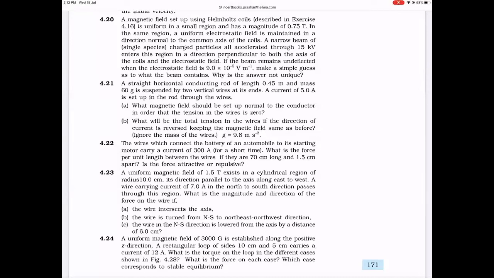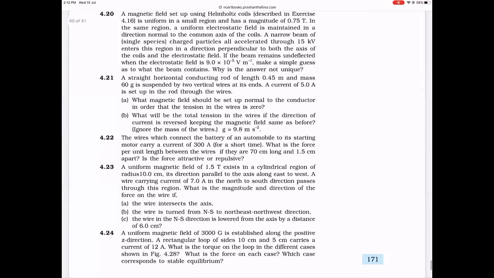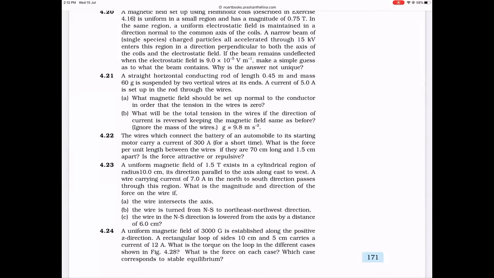This is a simple velocity selector. All particles which are accelerated through 15 kilovolt enter this region in a direction perpendicular to both the fields. So you can now find out. And they move straight. There are two mutually perpendicular electric and magnetic fields, and there is no net force. If there's no net force, we know V is equal to this much. So now V you can find out.